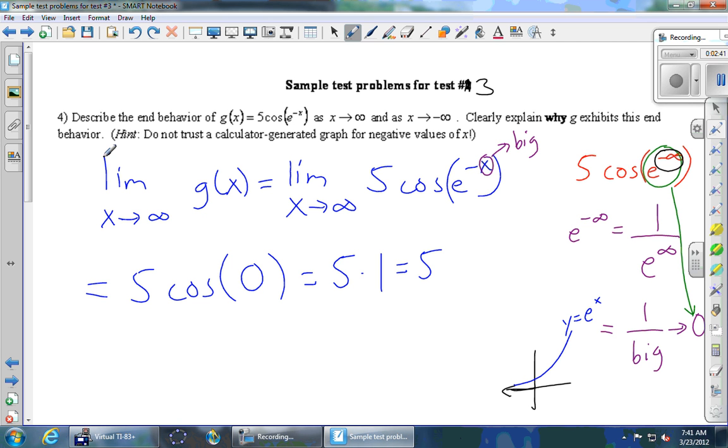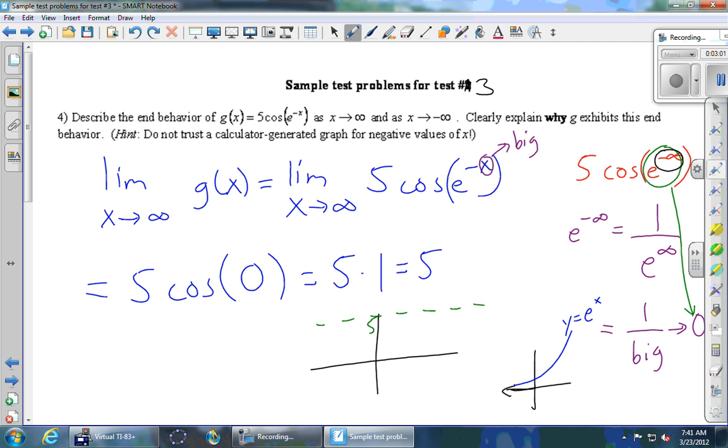And it doesn't ask for it, but we're going to check on the calculator what the graph of the original function looks like. That's this function right here. And we have just discovered that on the right-hand side, it gets really, really close to 5. So that means there's going to be some horizontal asymptote at y equals 5.